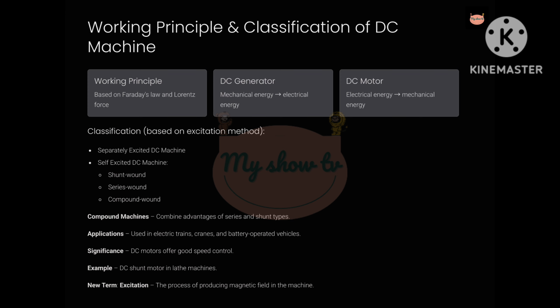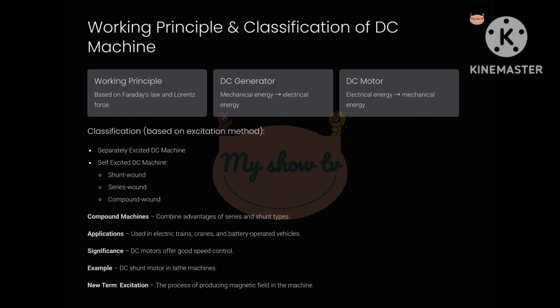Slide 3. Working principle and classification of DC machine. The working principle of DC machines is based on two main laws. 1. Faraday's law of electromagnetic induction. This law states that a voltage, called EMF, is induced in a conductor when it moves through a magnetic field.